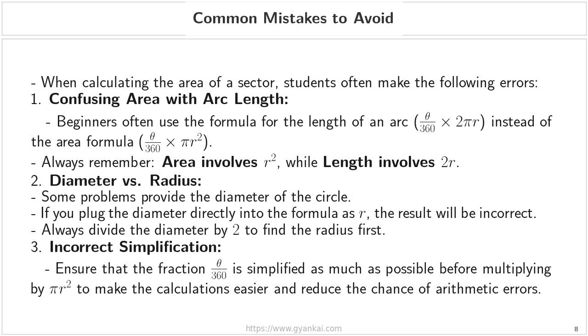Finally, watch out for incorrect simplification. When you are working with the fraction theta over 360, try to simplify that fraction as much as possible before you multiply it by pi r squared. As we saw in our pizza example, simplifying 45 over 360 down to 1/8 made the multiplication much more manageable. Simplifying early helps keep your numbers small and significantly reduces the chance of making a silly arithmetic error. Keep these tips in mind, and you'll be well on your way to mastering this topic.